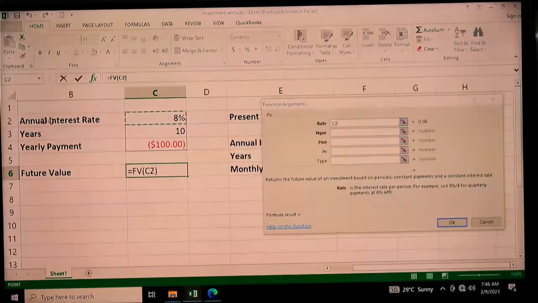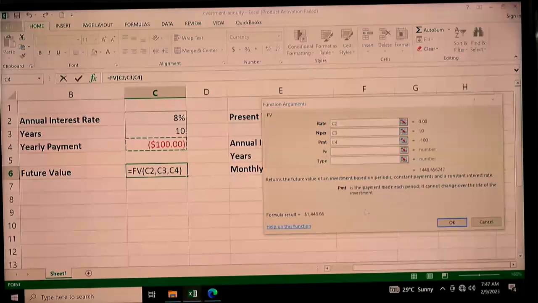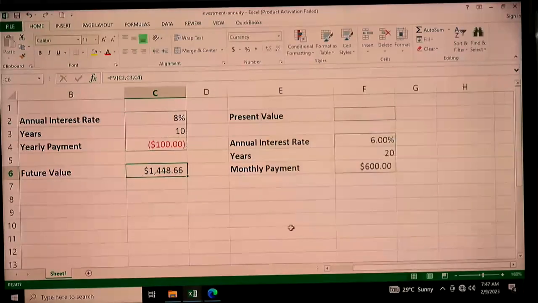And since this is an annual rate, and this is years, and this is the yearly payment, there's nowhere you are going to multiply or divide by 12. So the total number of payments is 10 years, and the yearly payment is $100. So that means by the end of this investment, you have already invested these amounts. That is the first function we use under this investment.